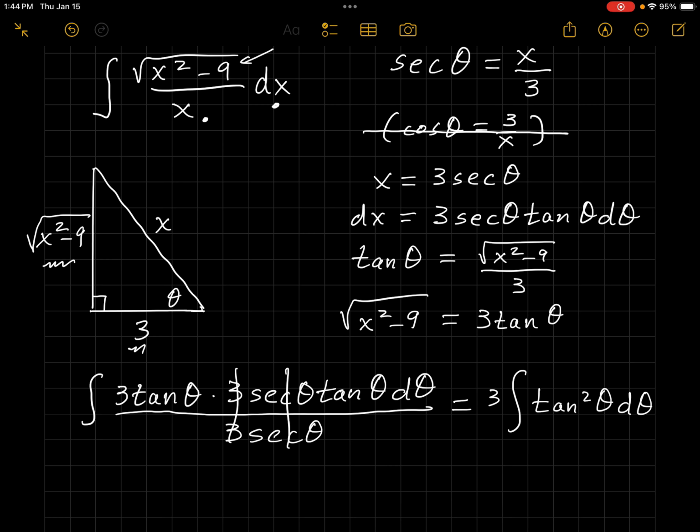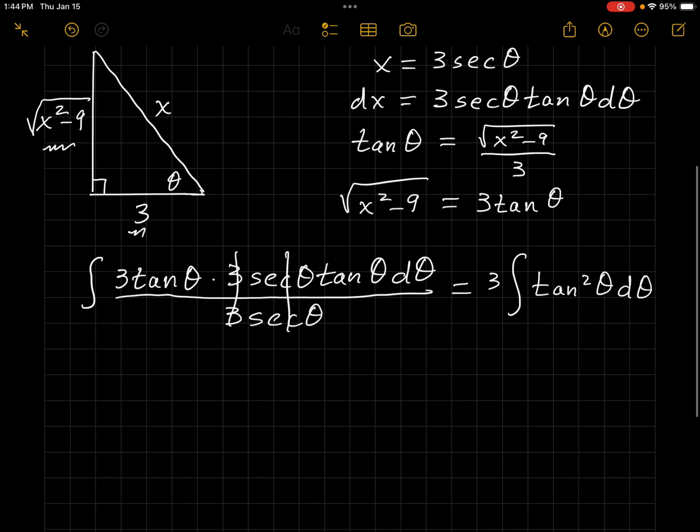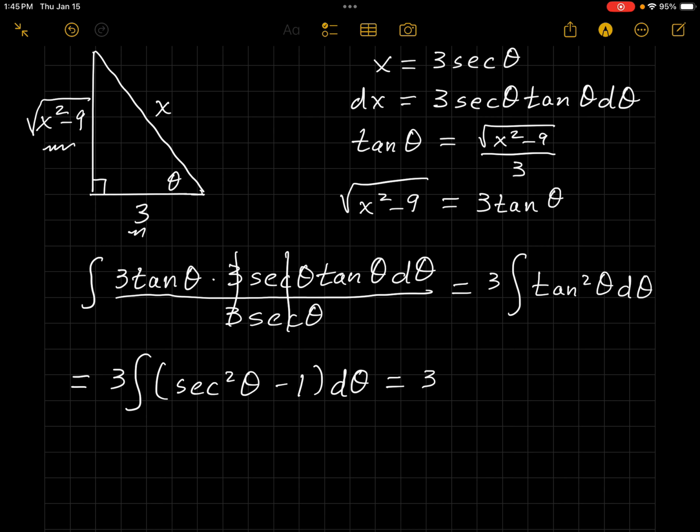Thinking back to our trig integrals, we can rewrite tangent squared as secant squared minus 1. Because that will give us 2 very straightforward integrals. In fact, the antiderivative of secant squared is tangent theta, and the integral of 1 with respect to theta is theta.